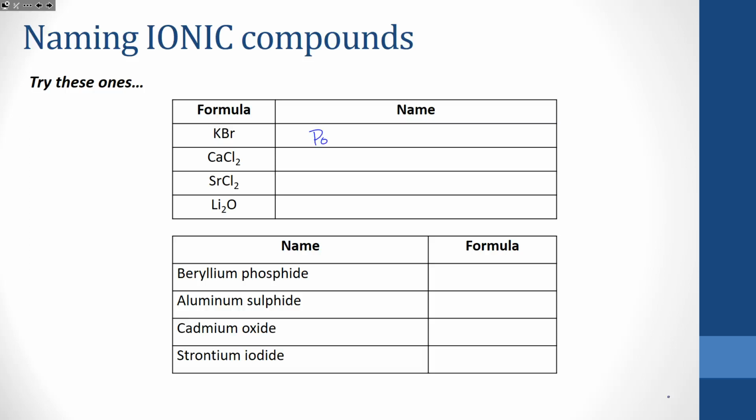The name for this one would be potassium bromide. This would be calcium chloride, strontium chloride, lithium oxide, and going the other way, beryllium phosphide.